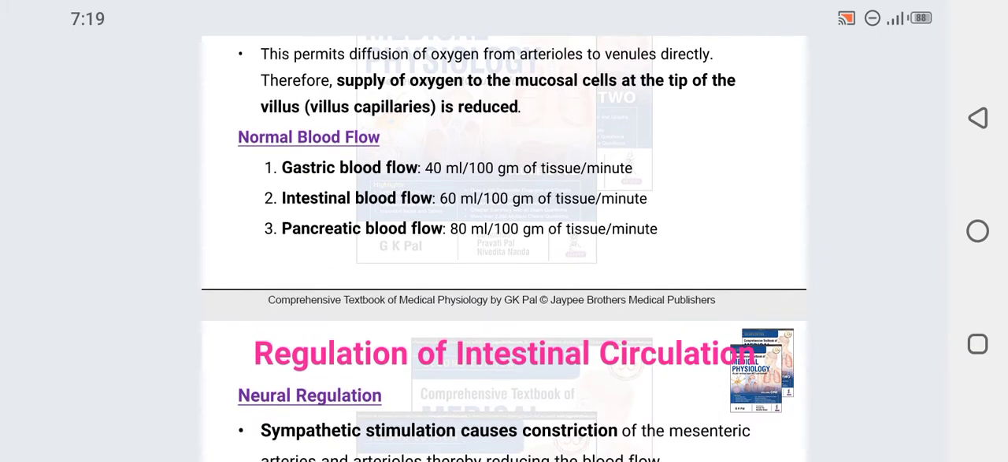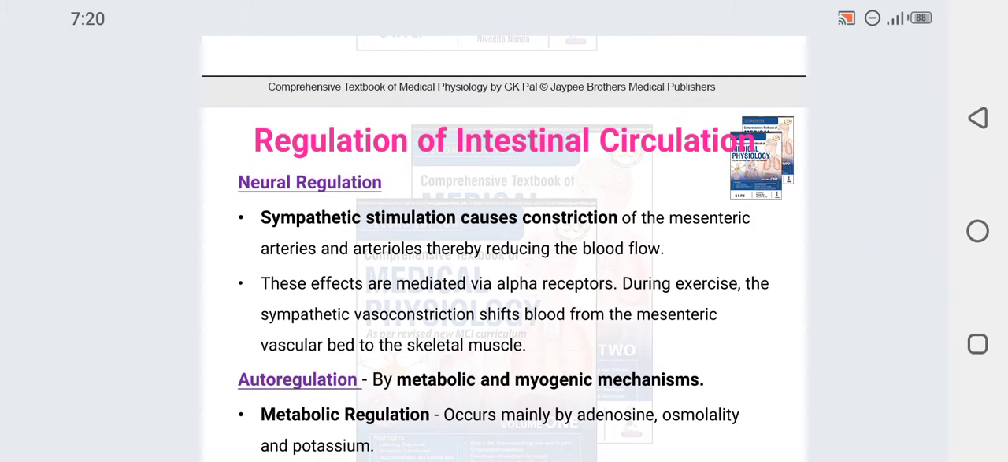The normal gastric blood flow is about 40 ml per 100 gram of tissue per minute. Intestinal blood flow is about 60 ml per 100 gram of tissue per minute. Pancreatic blood flow is about 80 ml per 100 gram of tissue per minute. Now come to the regulation, how this intestinal circulation is regulated. Under this comes neural regulation, second, auto-regulation, and third, regulation by GI activity.